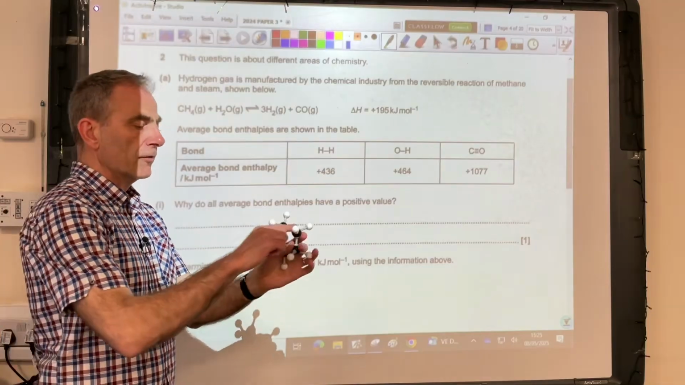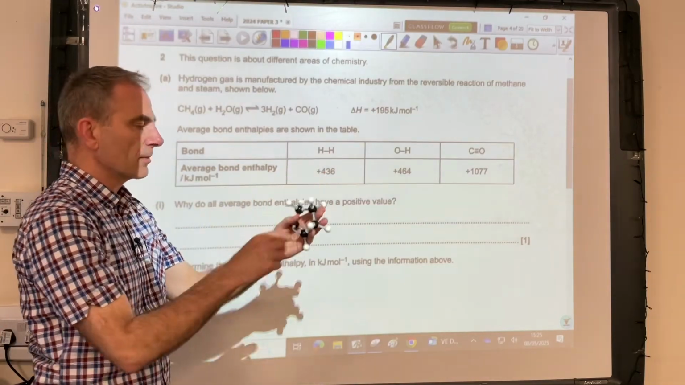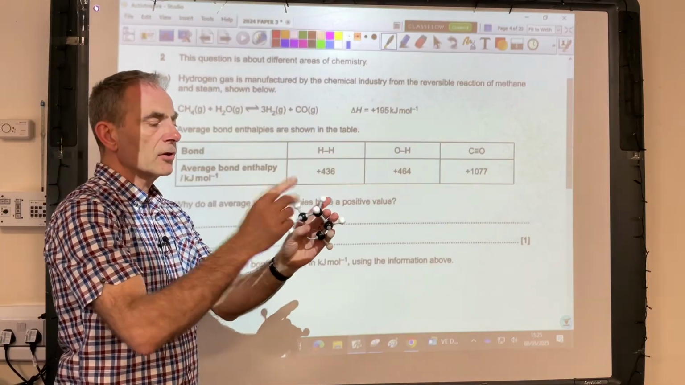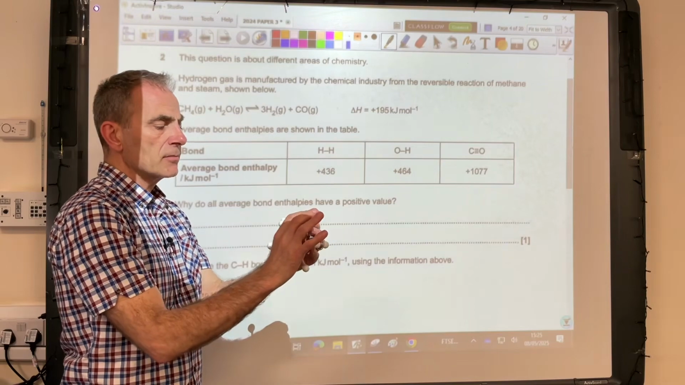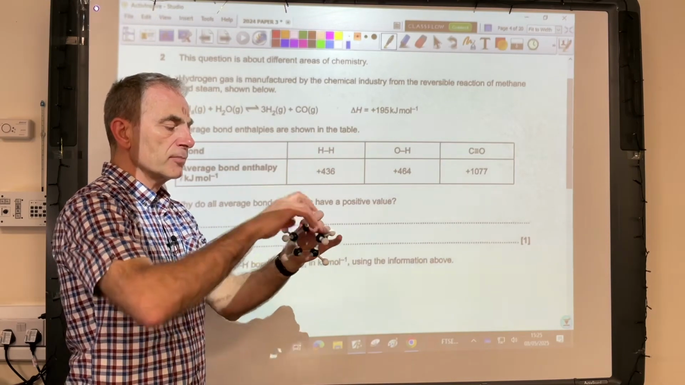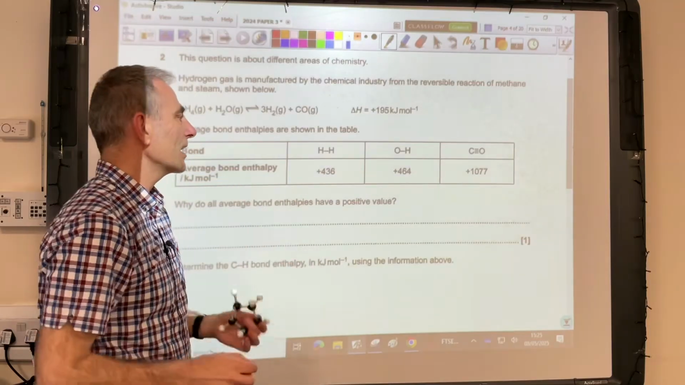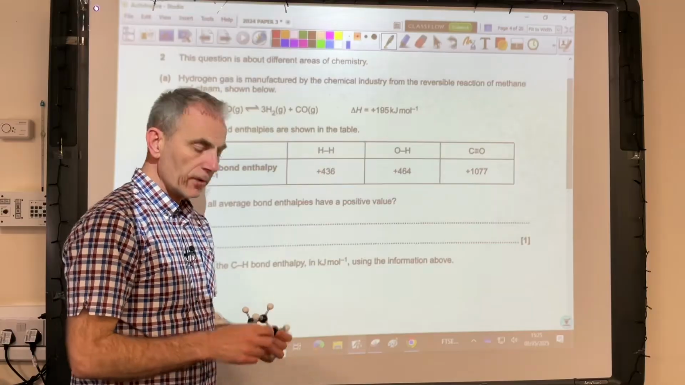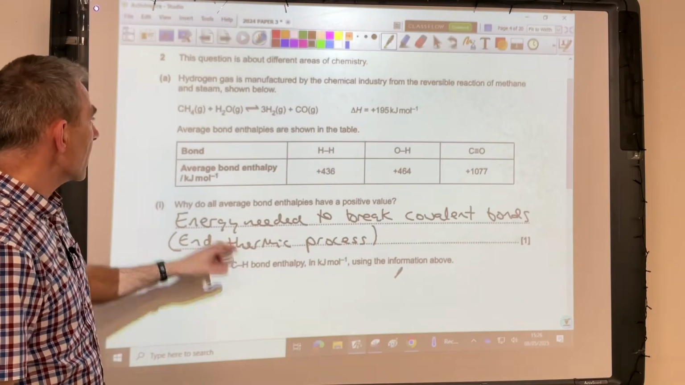So we've got covalent bonds in these molecules. I know this is not one of the ones in the table, it's just one I had at hand. Bond enthalpy is a measure of the energy required to break a mole of a particular covalent bond. So to break a covalent bond, you have to put energy in. It's an endothermic process. Next part, we've got to determine the CH bond enthalpy.